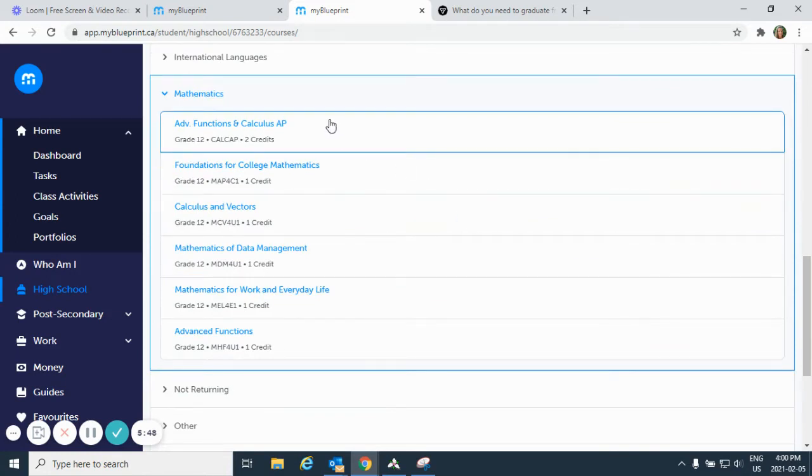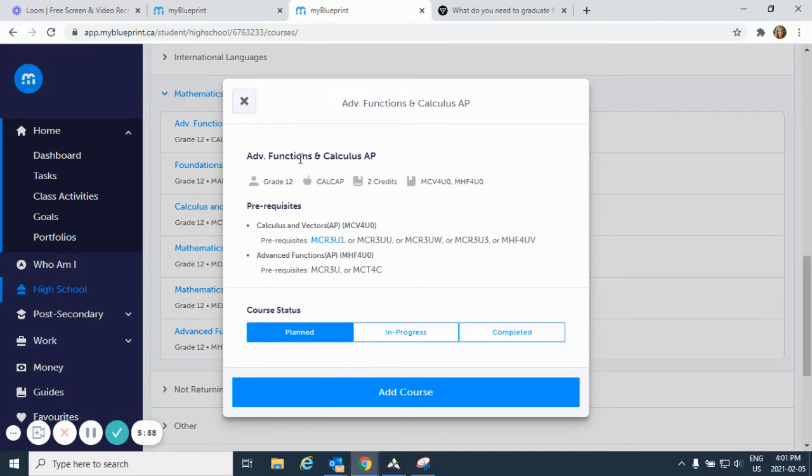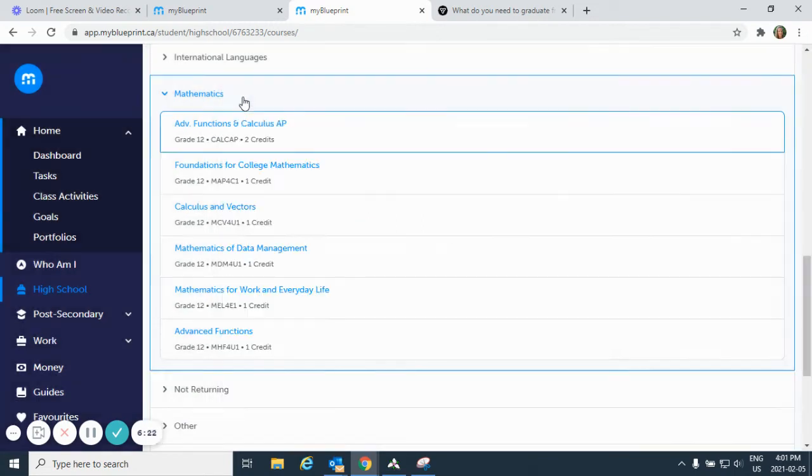In the math department, there are a lot of choices for grade 12 students. If you're planning on writing the AP Calculus exam, you could choose Calculus AP. This is a 2-credit package where you would take the grade 12 advanced functions. This is AP preparation. You would take this course in semester 1, and then grade 12 AP Calculus in semester 2 and write your AP exam in May. I'm not interested in doing that, so I'm going to close that option.